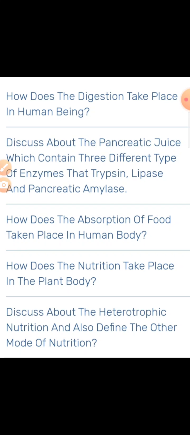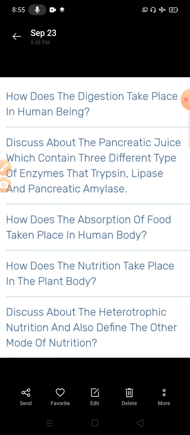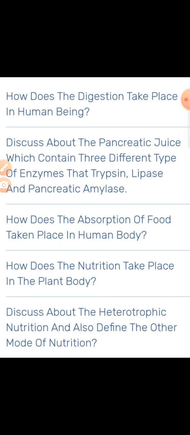Next question, discuss about the pancreatic juice, which contains 3 different types of enzymes like trypsin, lipase, and pancreatic amylase. So you have to write about trypsin. What is happening? Trypsin is digesting the protein and converting it into peptones, peptides and amino acids, and lipase is converting fat globules into fatty acid and glycerol, and pancreatic amylase is converting carbohydrate into simple sugar. That you have to mention in this answer.